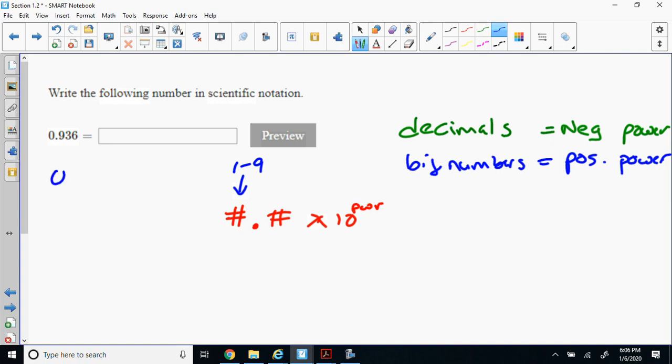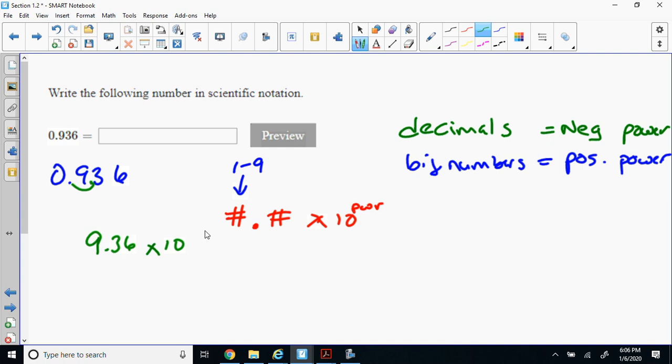So let's look at this. 0.936, I've got to get it in scientific notation, so you have to move the decimal. I only moved it one time. Why? That number can't be greater than 10. It has to be less than 10 and greater than 0. The number in front of the decimal has to be between 1 and 9, including 9. So have I done that? 9.36 times 10 to, ladies and gentlemen, negative what?